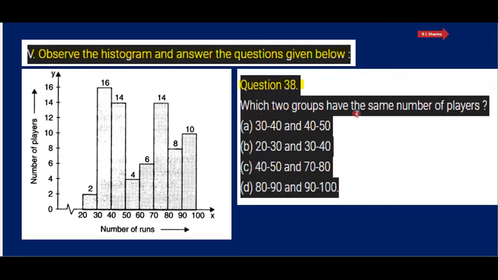Question 38: which two groups have the same number of players? See the same number of players. You will see this is 14, and this is also 14. These groups are 40 to 50 and 70 to 80. See here, 14 and 14. The groups are 40 to 50 and 70 to 80. So C is the correct option here.